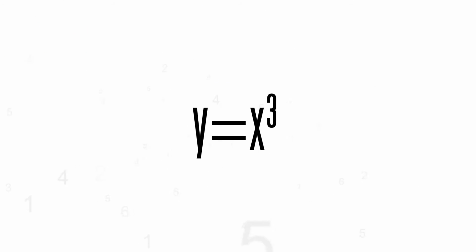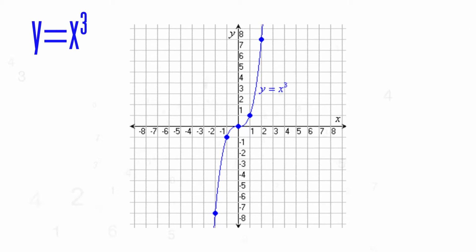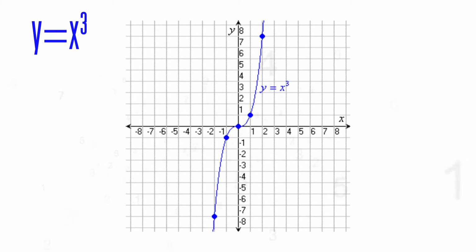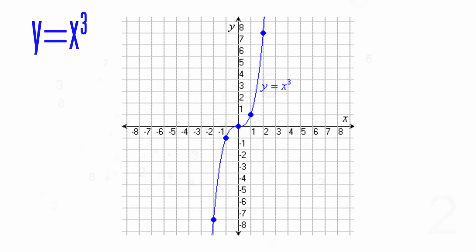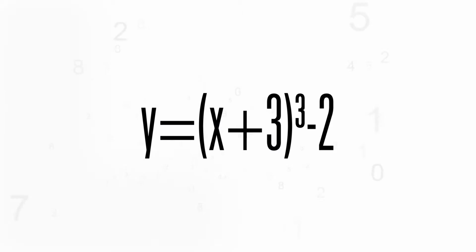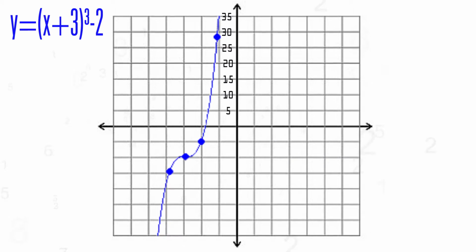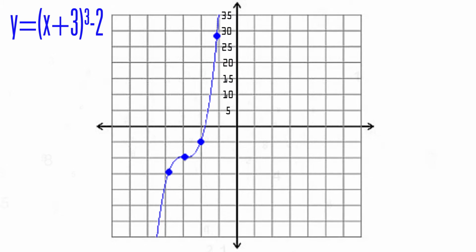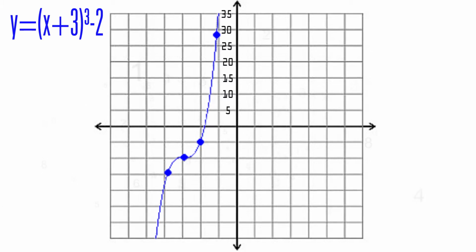Y is equal to x cubed is a cubic function with 3 variables. The original cubic function is f of x is equal to ax cubed plus bx squared plus cx plus d. With an exponent of 3, there will be 3 zeros on the graph, otherwise known as where the graph crosses the x-axis 3 times.